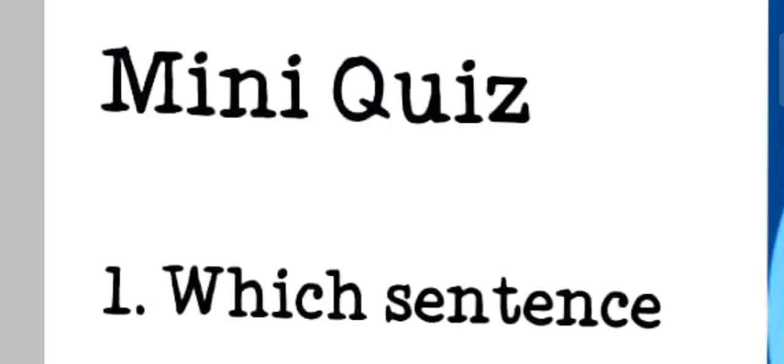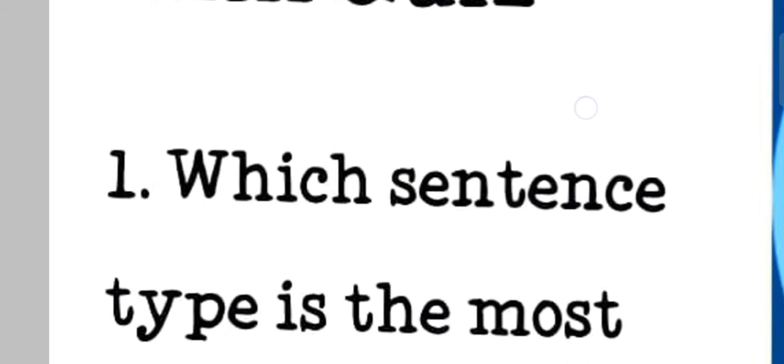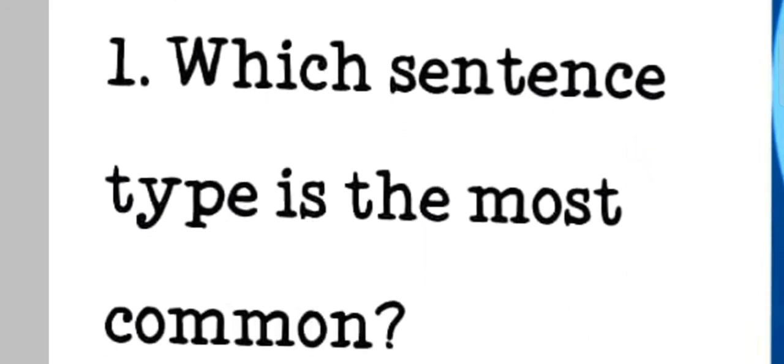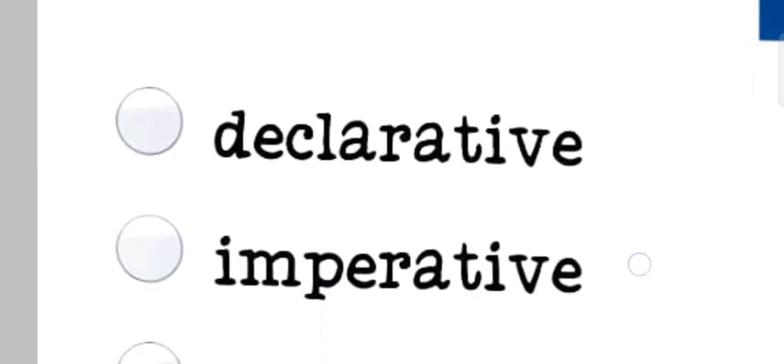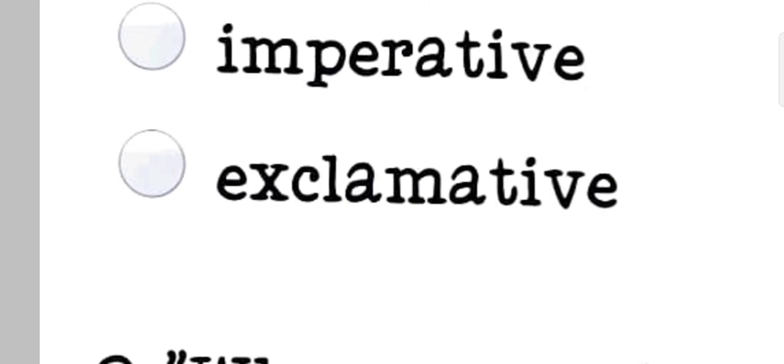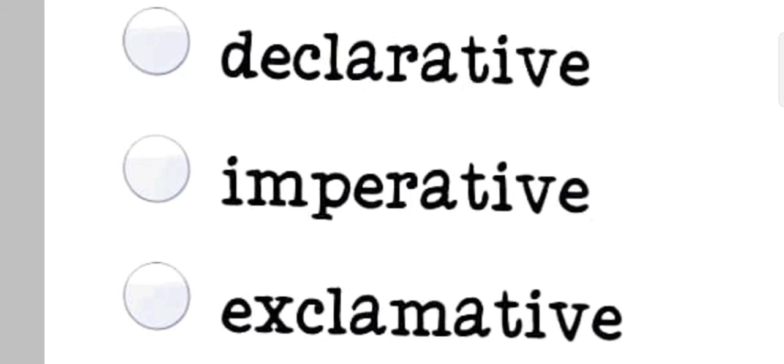Mini quiz for you. Question number 1. Which sentence type is the most common? The options are declarative, imperative, and exclamative. I hope you guessed the right answer. The right answer is declarative.